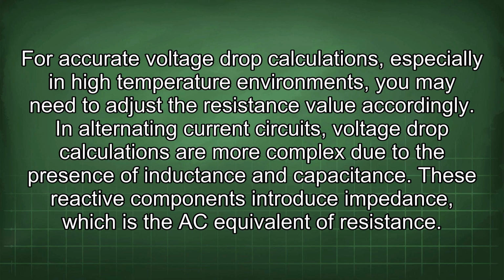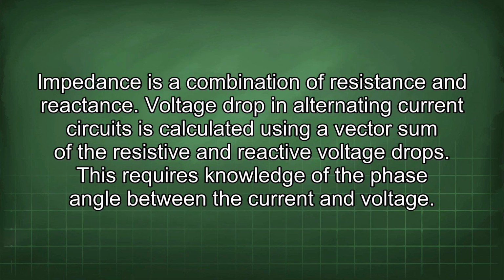In alternating current circuits, voltage drop calculations are more complex due to the presence of inductance and capacitance. These reactive components introduce impedance, which is the AC equivalent of resistance. Impedance is a combination of resistance and reactance. Voltage drop in alternating current circuits is calculated using a vector sum of the resistive and reactive voltage drops. This requires knowledge of the phase angle between the current and voltage.